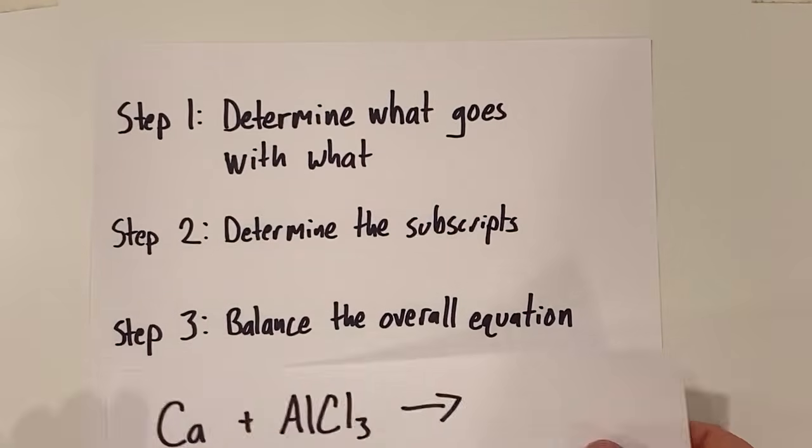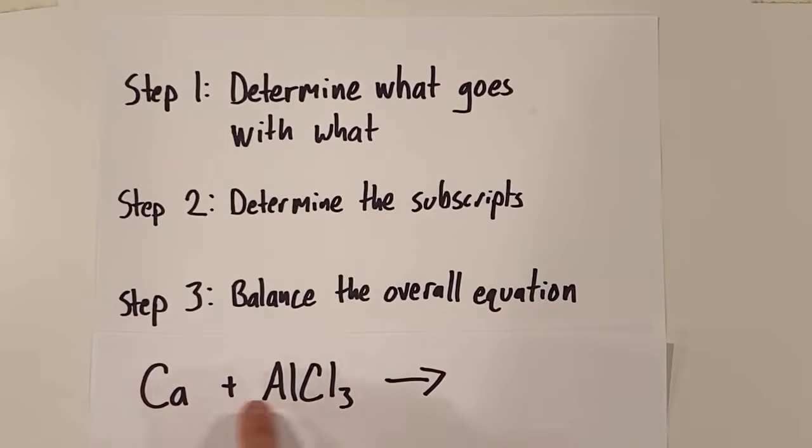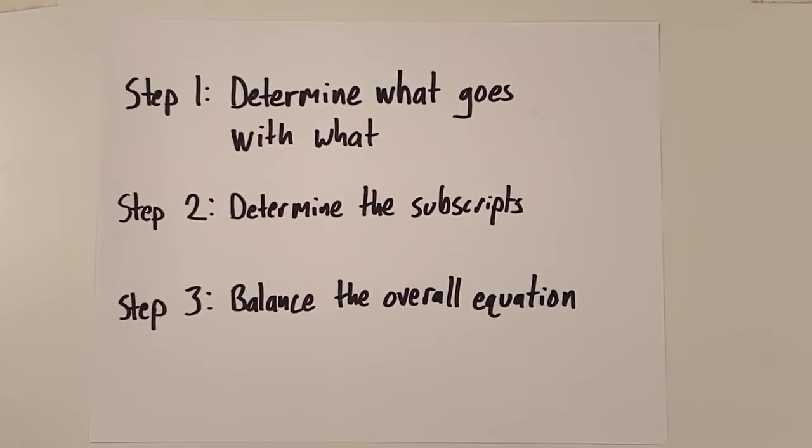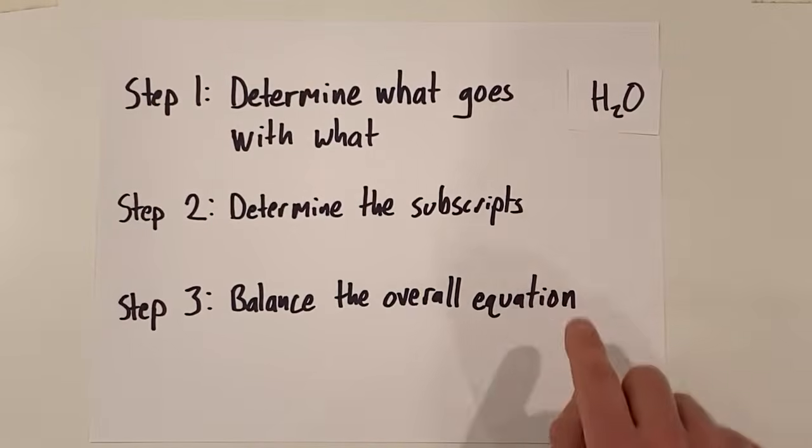So we're going to want to know, for example, for this reaction here, is the calcium going to go with the aluminum and form a compound with aluminum? Or would it form a compound with the chlorine, or is it going to stay by itself? We'll figure that out in step one. In step two, we're going to determine the subscripts on the products that you've put together.